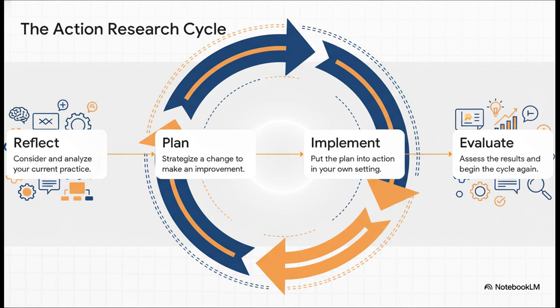And this is what that cycle actually looks like. It's this powerful four-step loop. You reflect on what you're doing, you plan a change, you implement that change, and then you evaluate the results. But here's the key. It doesn't just stop there. Nope. The evaluation from one round becomes the fuel for the next round of reflection. It's a built-in engine for constant improvement.